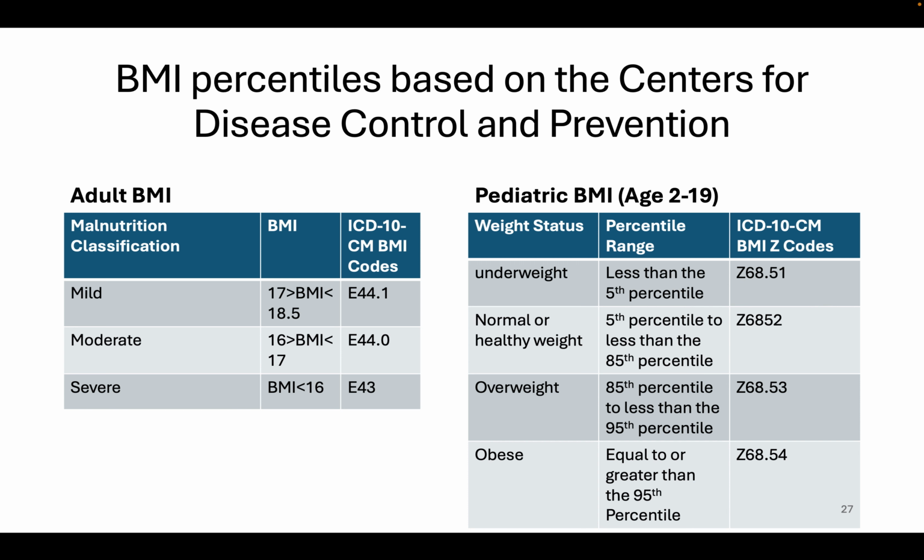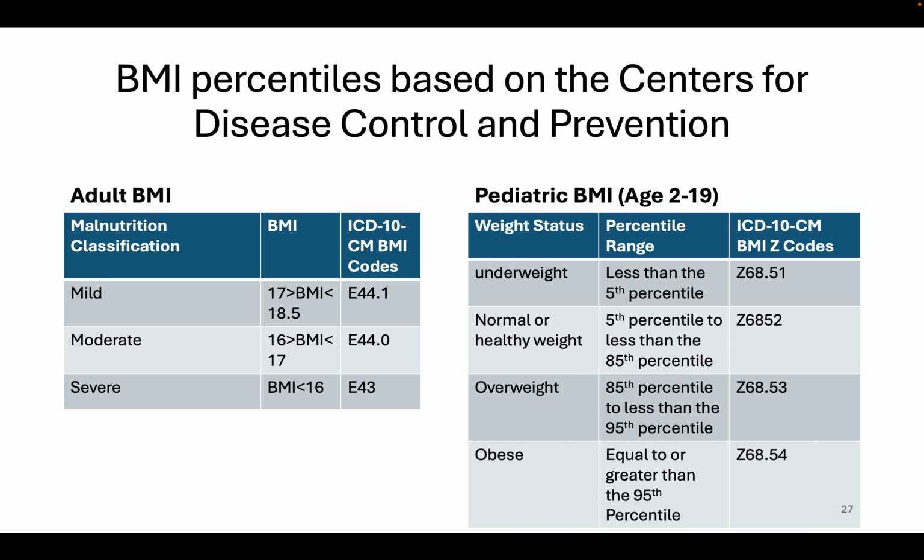And here we have our BMI percentiles based on the Centers for Disease Control and Prevention. For adults, mild is greater than 17 but less than 18.5, with a code of E44.1. Moderate is 16 to 17 BMI, with a code of E44.0, or severe, which is a BMI less than 16, with a code of E43.